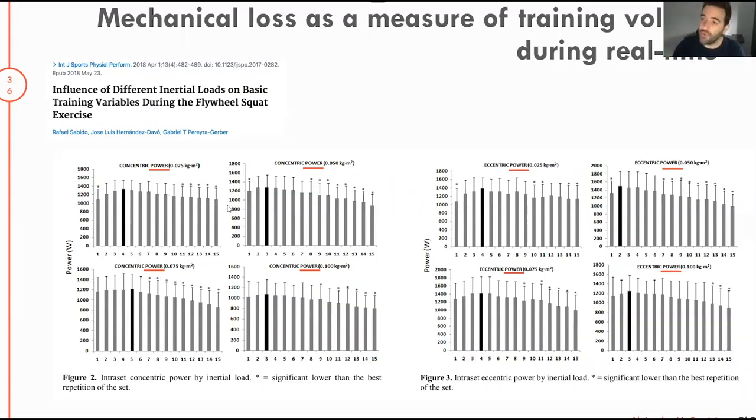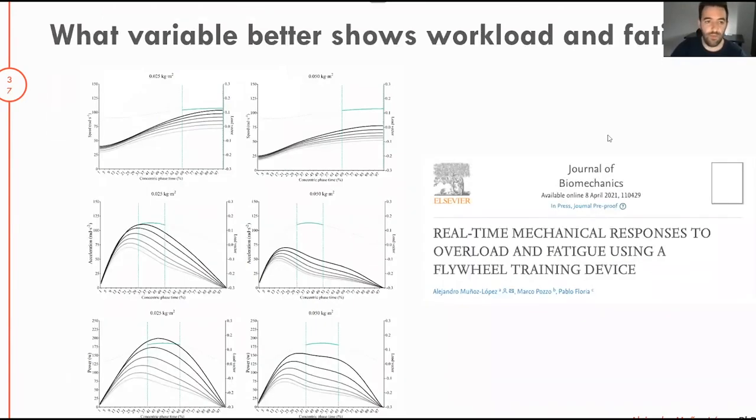So we can use an approach similar to velocity-based training. Maybe we need to call it power-based training or acceleration-based training, as I will present right now. I don't know yet, but you can do the same with the flywheel.